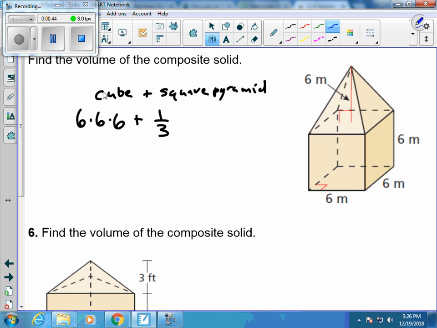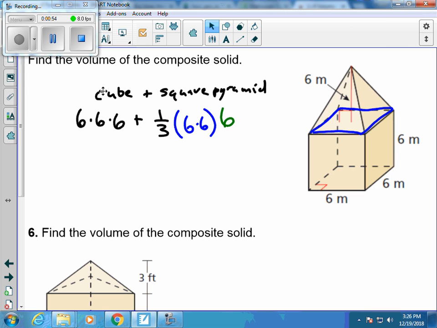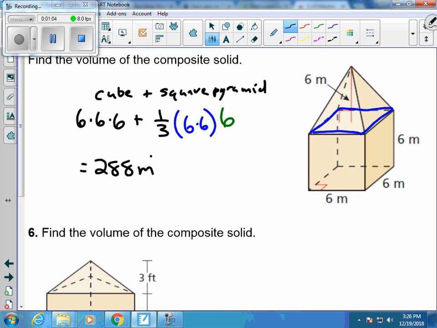base. The base is just a square, 6 by 6 square, base, times height. In this case, my height is 6. So 6 times 6 times 6 plus 1/3 of 6 times 6 times 6, which gets us to a composite volume of 288 cubic meters.